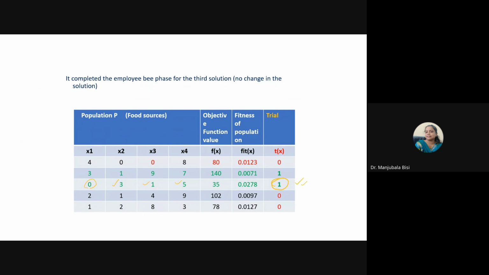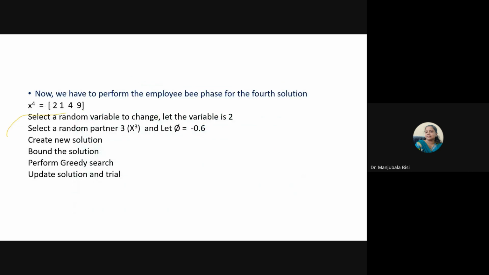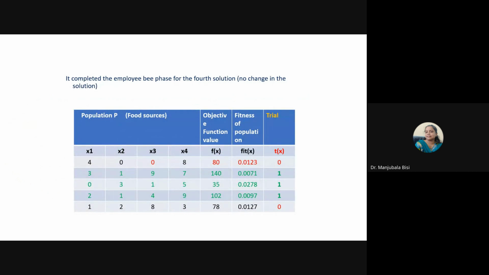Now go to the fourth one, 2149. Same, not exactly the same consideration, you have to randomly consider these things. Second variable you want to change, partner is third, so 3 is not equal to 4, right? So the solution and the partner must be different. Phi equals minus 0.6. Create the new solution, bound it, perform the greedy selection, update the solution and track. Assume for 2149 also we are not getting a better solution. Again the trial counter is incremented by 1. So whatever value was there, the same value we are keeping in the population.